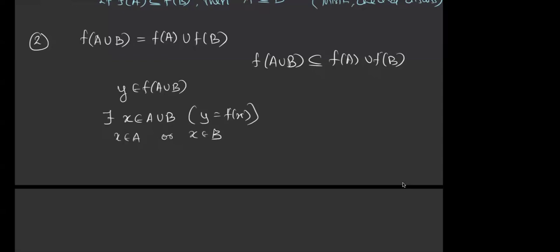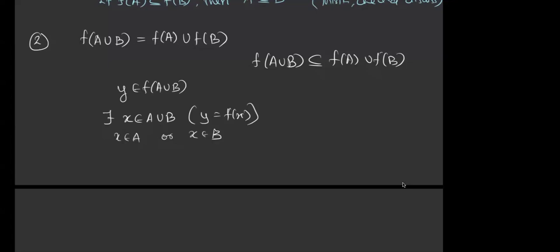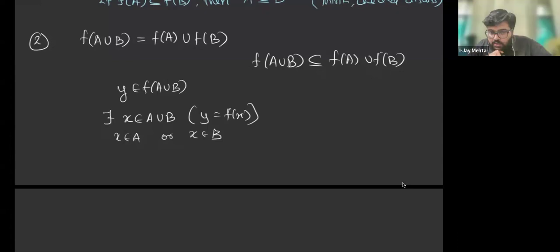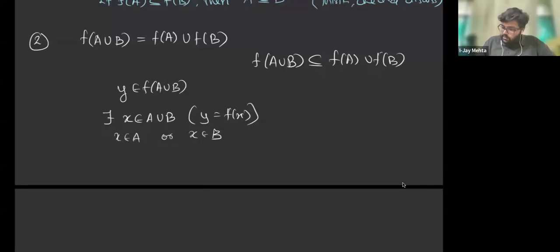Sir, we already know that y is equal to f(x) when x belongs to A or B. So we can break it like: x belongs to A such that y is equal to f(x), or x belongs to B such that y is equal to f(x). Yeah, so we have two cases.